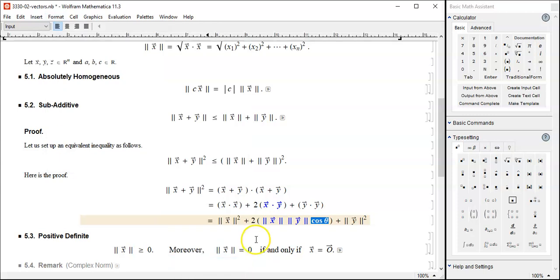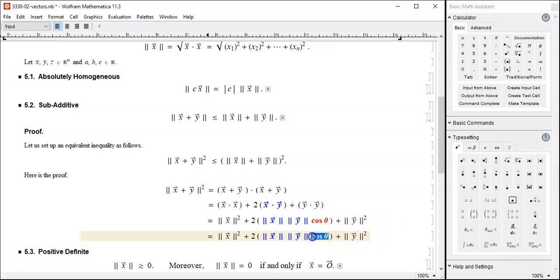Nonetheless, let's go ahead. So this cosine theta is always less than or equal to 1. So if I drop this cosine of theta, or replace it with 1, then we have a quantity that is greater than or equal. You see, this is less than or equal to 1. Replace cosine by 1, so this one is bigger. The fourth line is always greater than or equal to the second line.